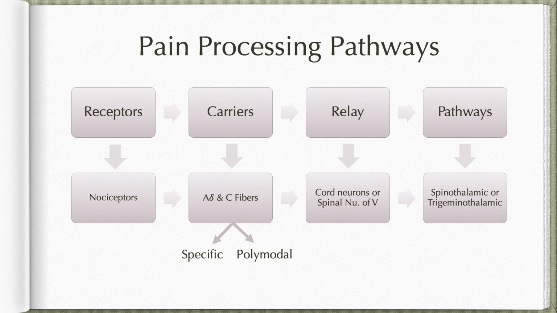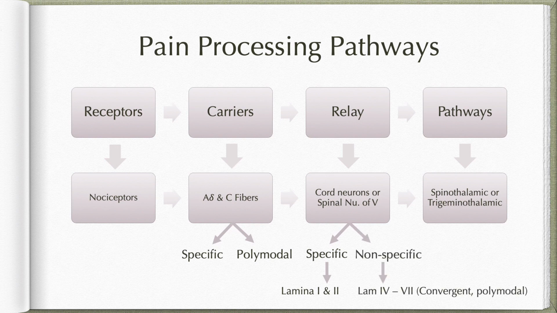When these A delta and C fibers reach the spinal cord, either they relay on specific nociceptor neurons that are located in laminae 1 and 2, or they relay on the non-specific neurons located in laminae 4 to 6. The non-specific neurons are convergent and polymodal, that is, they receive inputs from many areas and many modalities. As these non-specific neurons receive convergent information, both from viscera and somatic regions, they form the basis for referred pain, wherein the visceral pain is perceived to be originating from the somatic area.